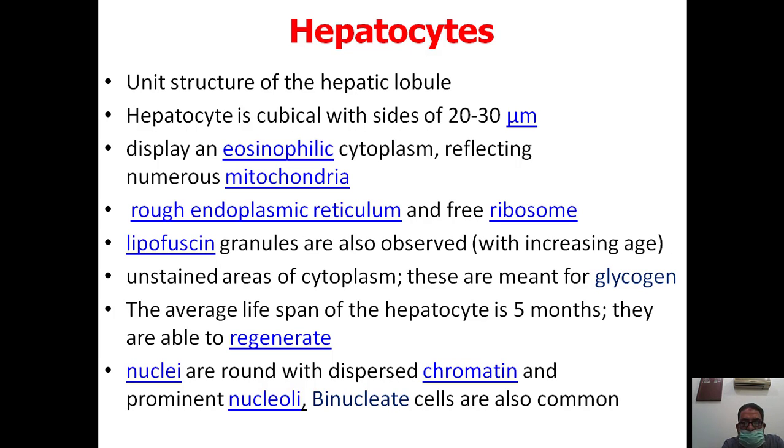Nuclei are round with dispersed chromatin and prominent nucleoli. Binucleate cells are also common. More than one nucleus is also visible. Dispersed chromatin but prominent nucleoli reflect the activity of the hepatocyte.